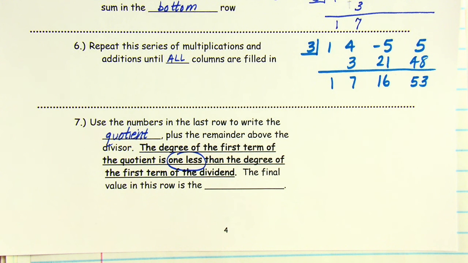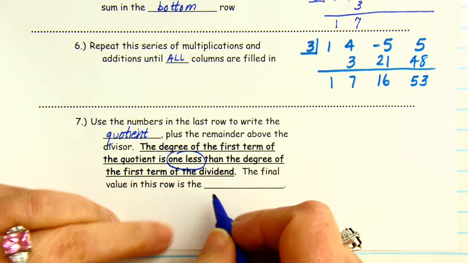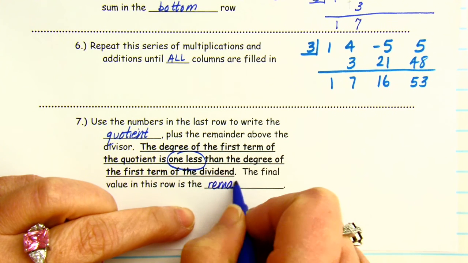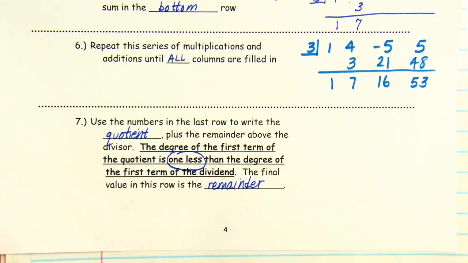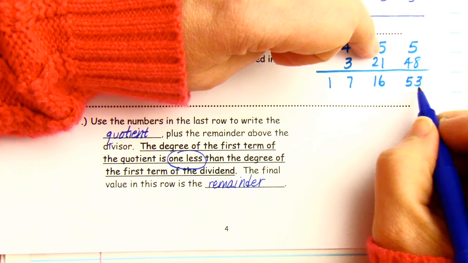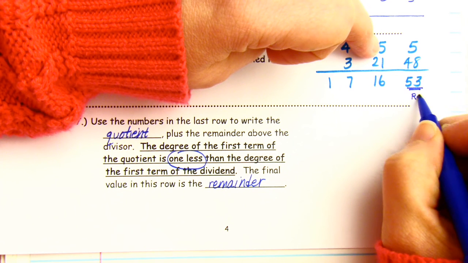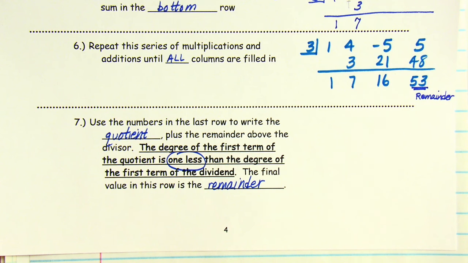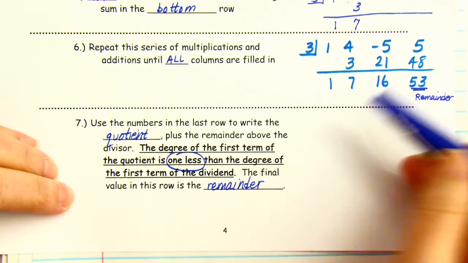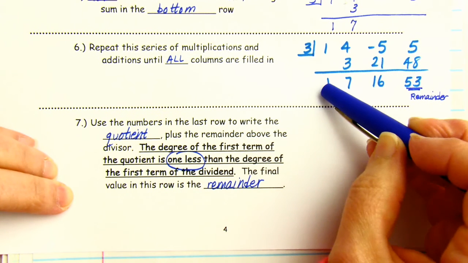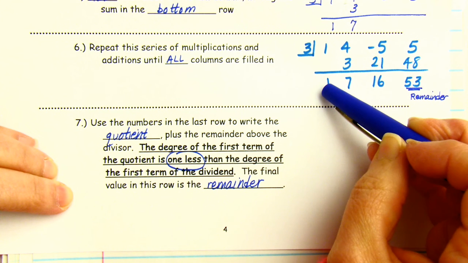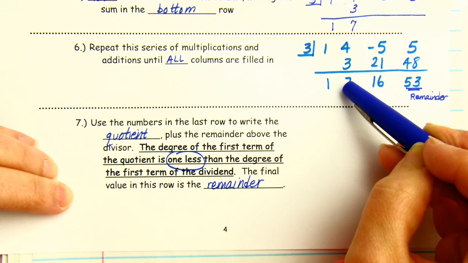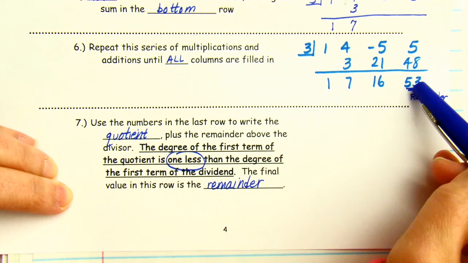The final value in this row is the remainder. Okay, in this case, 53. This is my remainder. Notice, we started out with x to the power of 3. The quotient, this term is going to be x squared, 1x squared. This one's linear, plus 7x. Here's my constant. And then this is my remainder.